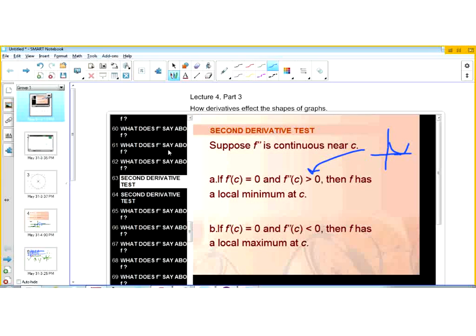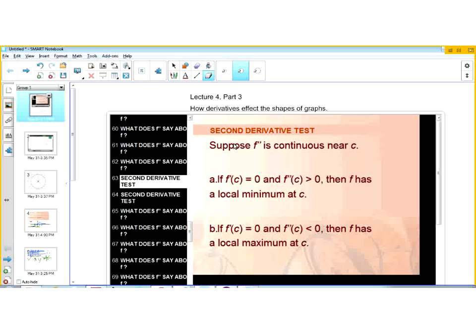If you're not sure if you've identified a local min or local max, just use this test to check your answer. And of course, at a local max, the first derivative is 0, and the second derivative is less than 0. Okay, so that makes sense. And that's your second derivative test.